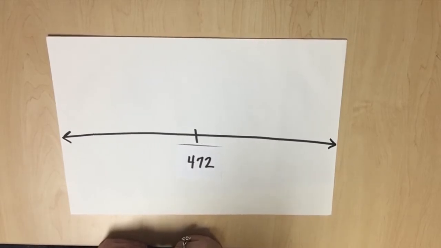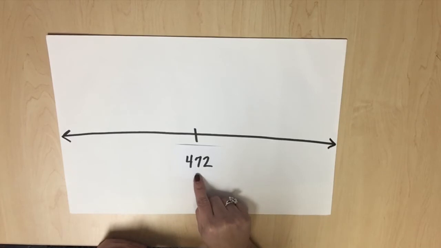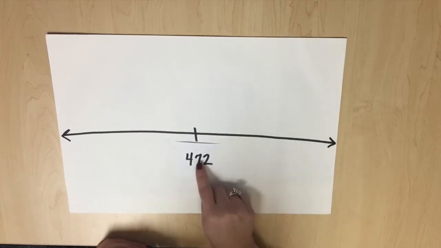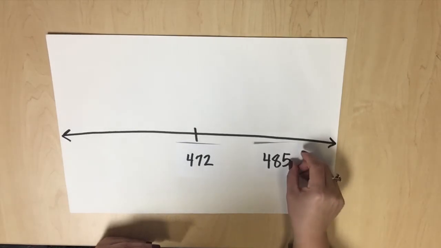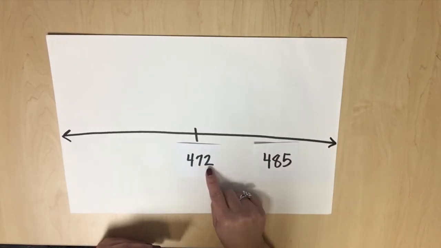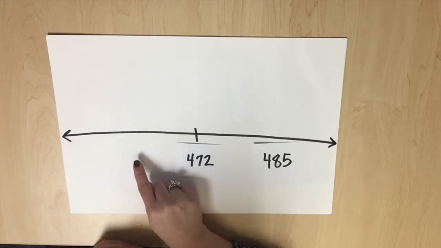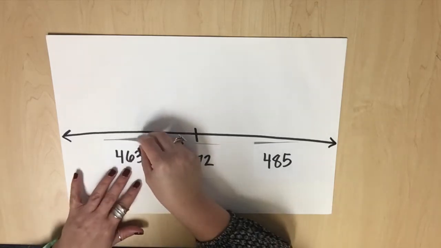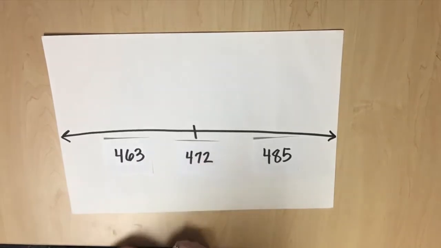A number line can be used in the same scenario. Here I have an open number line where 472 is represented. If I move to the right of 472 on the number line, the numbers are greater than this given number. So if I move to the right, 485 would be greater than 472. If I move to the left of 472 on my number line, the numbers are less than this given number. So if I move to the left, 463 would be less than 472.